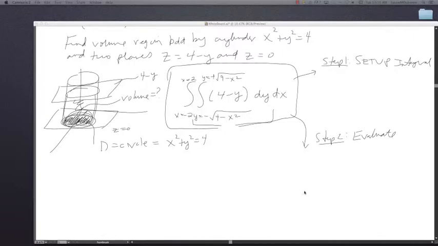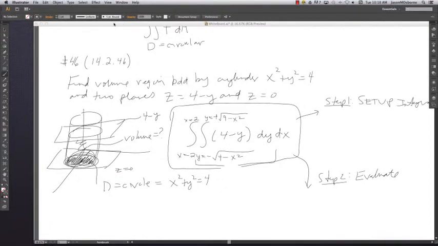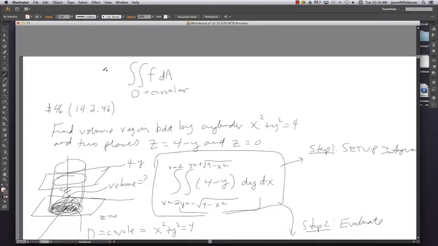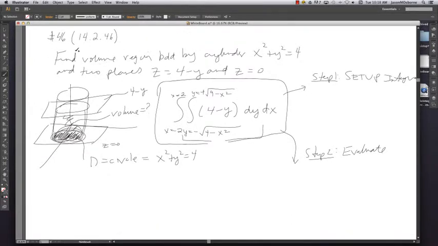In the last video, we talked about problem number 46 from section 14.2, and we were trying to find the volume of this region that's sketched here between two planes, but inside of the cylinder. And the cylinder established our domain D in the xy plane as a circle.